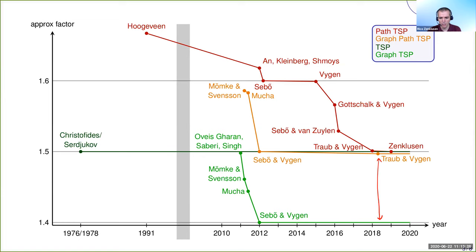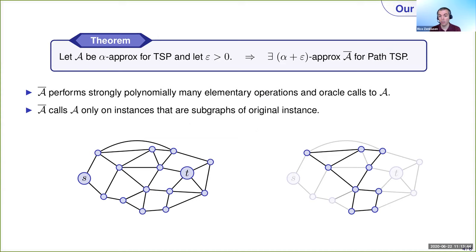But I think in general, the question that we were interested in here is, to what extent is path TSP really harder to approximate than TSP, or is it just that we lack the right techniques? We give an answer to this question in our paper by showing that actually it is not harder to approximate in the following sense. Whenever you have an alpha approximation for TSP, you can transform it into an alpha plus epsilon approximation for path TSP, for an arbitrarily small constant error epsilon. This is a black box reduction, so we don't need any assumptions on this alpha approximation for TSP. And it's quite robust, so in particular, it also applies to the graph version of those problems.